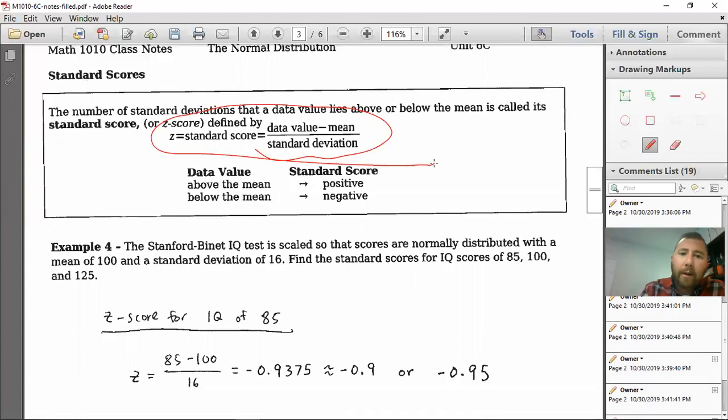You take the data value you're given, subtract the mean of the data set, and divide through by the standard deviation, where usually on these problems, you'll already know the mean and the standard deviation. Okay, so let's just see this in an example right away.